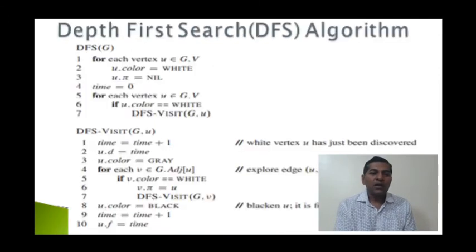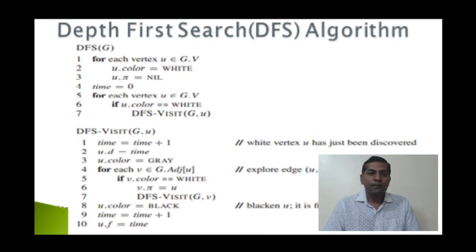After that, we'll try to understand the algorithm. So here is the algorithm. This algorithm is very well explained. In this algorithm, there is a DFS function, and the input to this DFS function is a graph, G = (V, E).